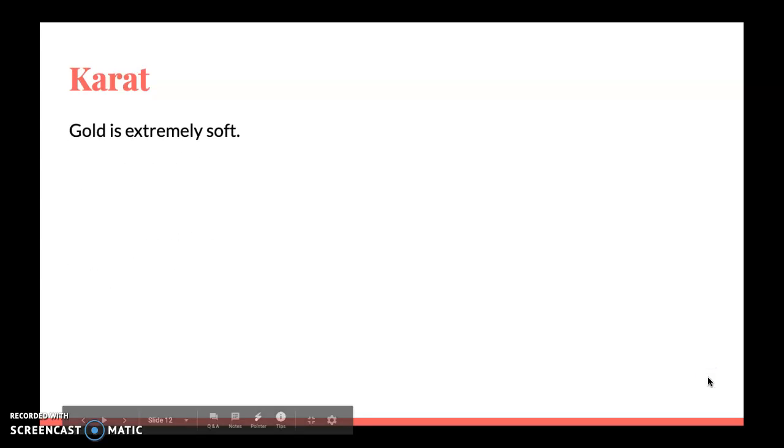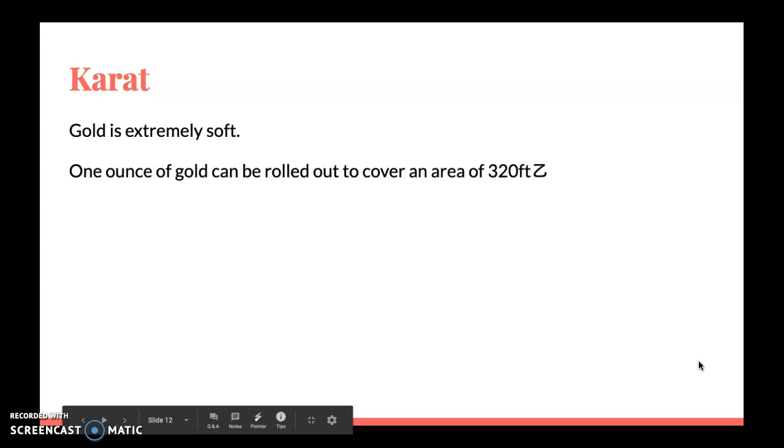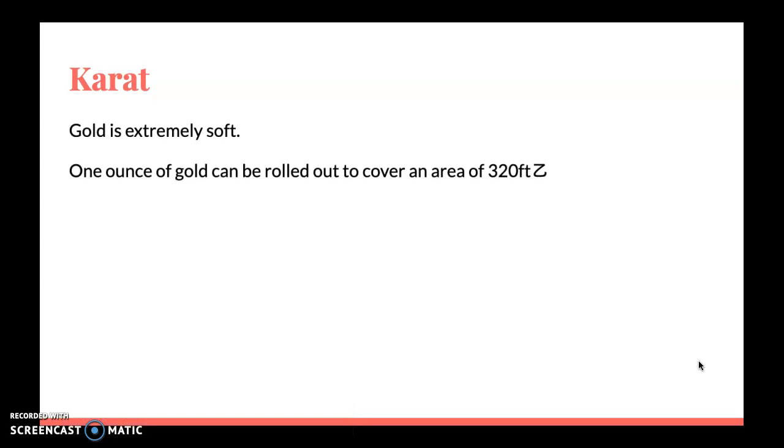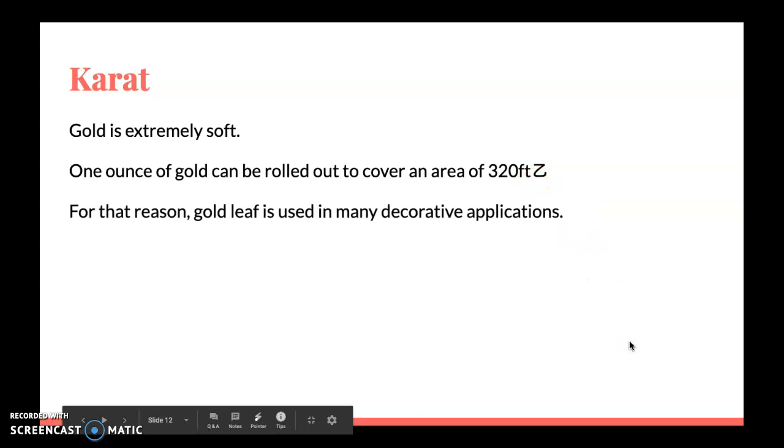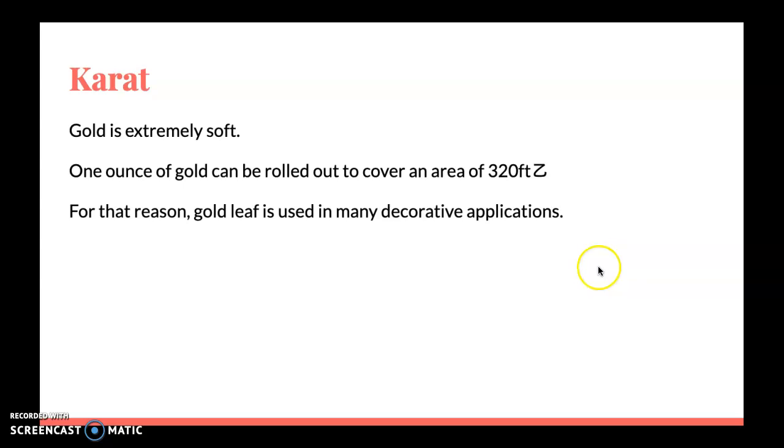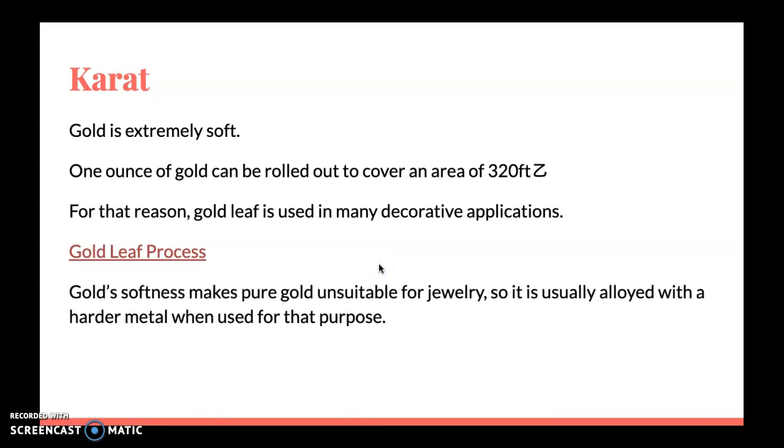Getting into carat a little bit. So gold, it's extremely soft. 1 ounce of gold can be rolled out to an area over 325 feet. For that reason, gold leaf is used in many decorative applications. The gold leaf process, so here's another little YouTube video that I want you to watch. It shows you how they roll it so thin and then put it over a lot of things, and it makes it look like that very pretty gold, like Napoleon III's dining room and sitting room.